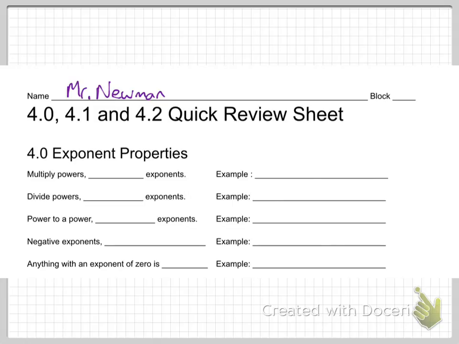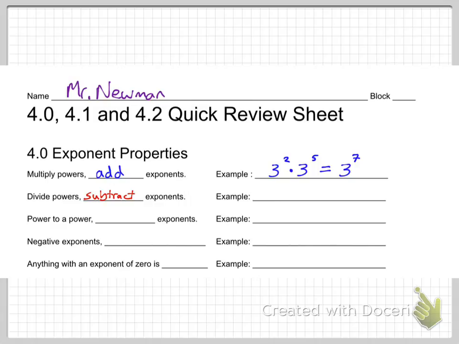So let's get started. First of all, just as a reminder, when you multiply powers, you must add the exponents. An example of this is if you have 3 squared times 3 to the 5th, you get 3 to the 7th because 2 plus 5 is 7. Notice we do not do anything to the bases. The 3 stays the same.